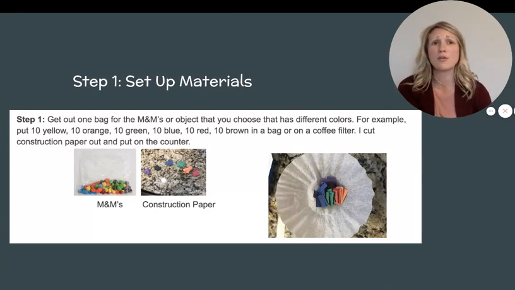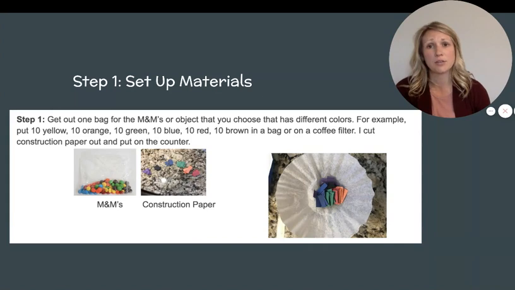Okay, so we're going to go through the steps of setting up our materials so that everybody makes sure they have all of their things organized and that they're ready to go for doing our inquiry activity. So your first step is to get out a bag for the M&Ms or objects that you choose that have different colors. For example, you need 10 yellow, 10 orange, 10 green, 10 blue, 10 red, 10 brown if you're using M&Ms. Now, if you look at the picture here, I use construction paper. I cut up 10 purple, 10 black, 10 blue, 10 green, 10 orange, and 10 red.